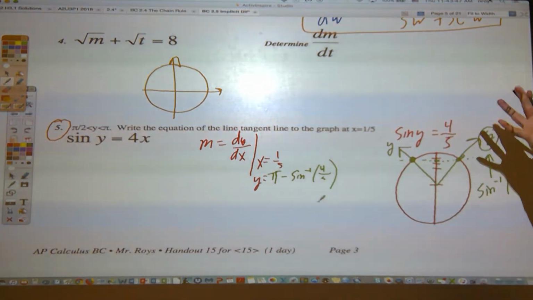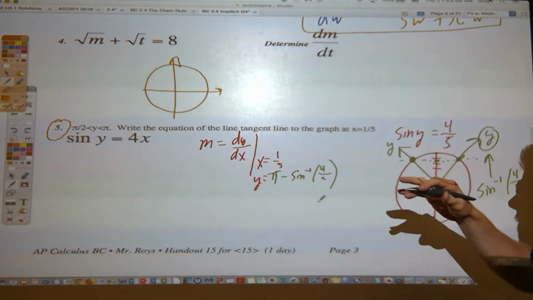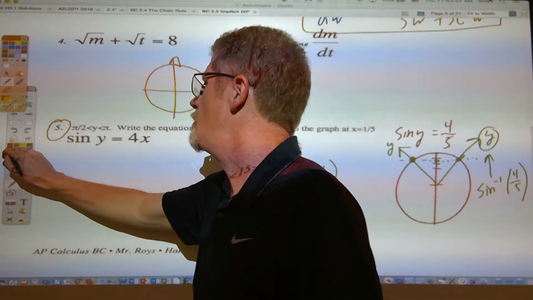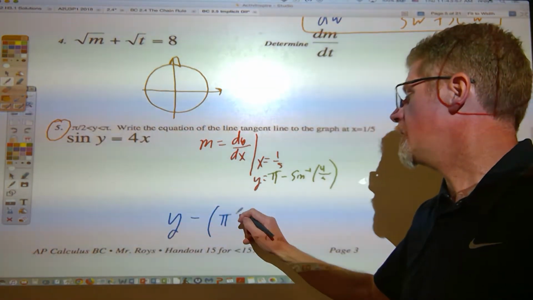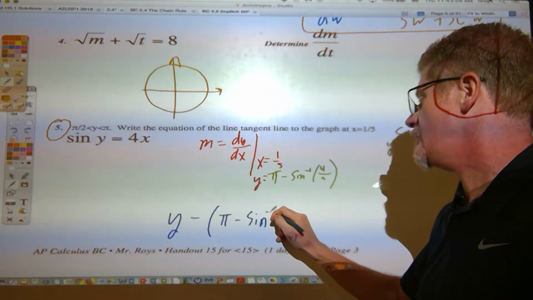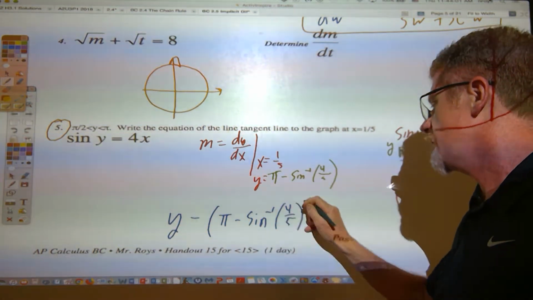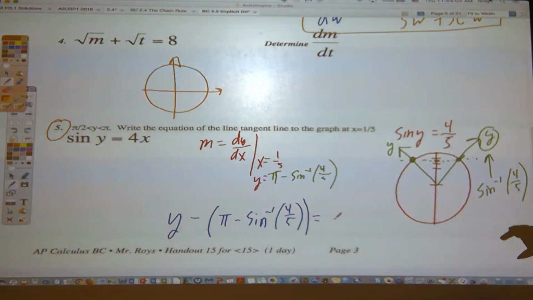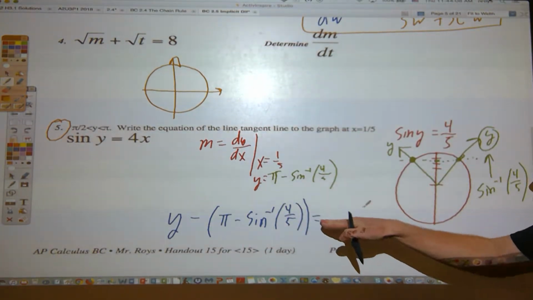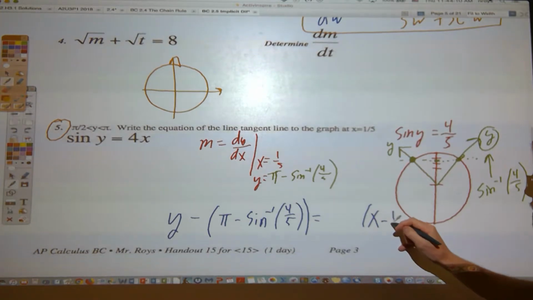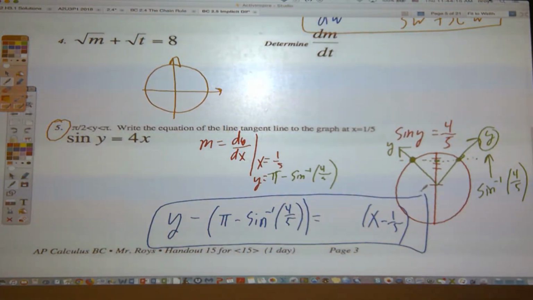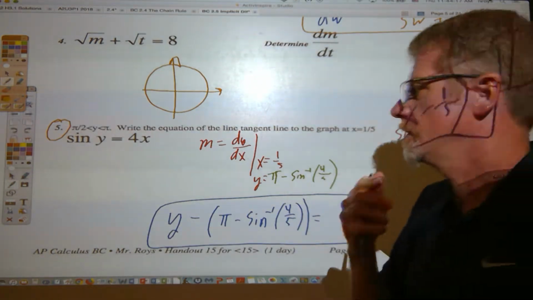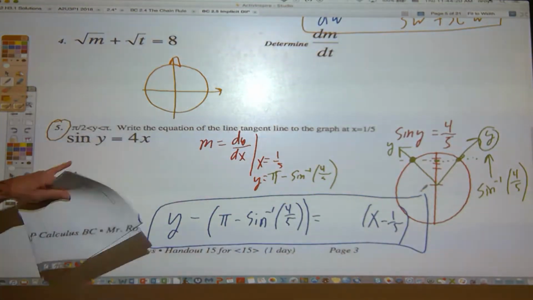Okay, so in fact, we can even set up basically the equation of the tangent line. We know everything else except for the slope. It's y minus y1, or y minus the quantity pi minus the sine inverse of 4/5, equals m, which we don't know yet. m, we're going to have to differentiate implicitly, so I'll leave a space for it, times x minus 1/5. So we almost have the equation of the tangent line. All that we have to do now is use calculus. Most of the problem is pre-calculus. Now let's do the calculus.